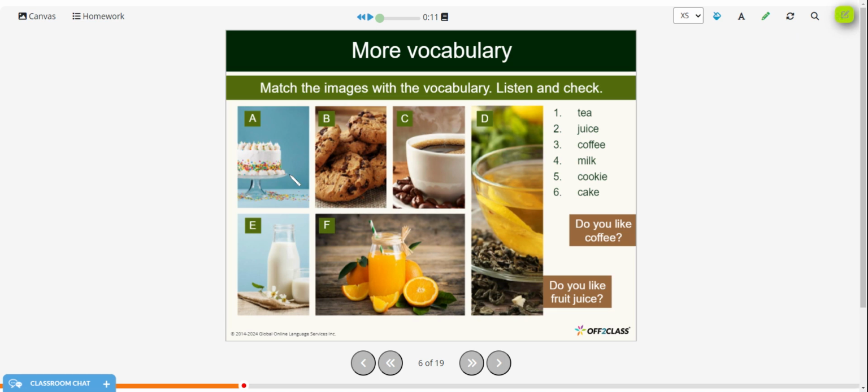All right, so letter A is number 6, cake. Letter B is number 5, cookie. Letter C is number 3, coffee. Letter D is number 1, tea. Letter E is number 4, milk. And letter F is number 2, juice.